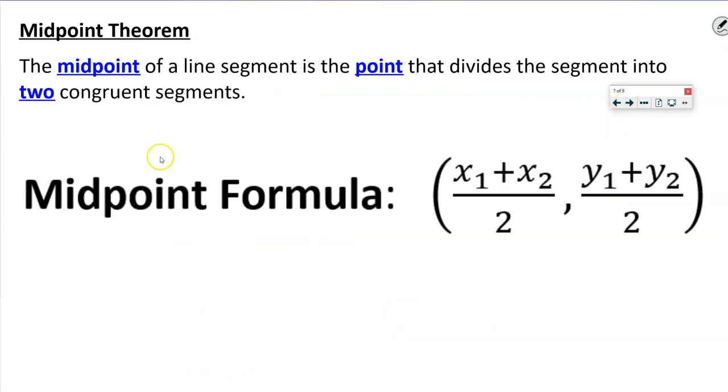Now, next we're going to go over the midpoint theorem and the midpoint formula, okay? So the midpoint of a line segment is the point that divides the segment into two congruent parts. So if we have two endpoints here, right, and we want to split it into two congruent parts, where that would be the same length as that, then we need to find the point that divides it into two equal parts, which is why when we add the values of x together and divide by 2 and add the values of y together and divide by 2, that's going to give us our midpoint, okay?